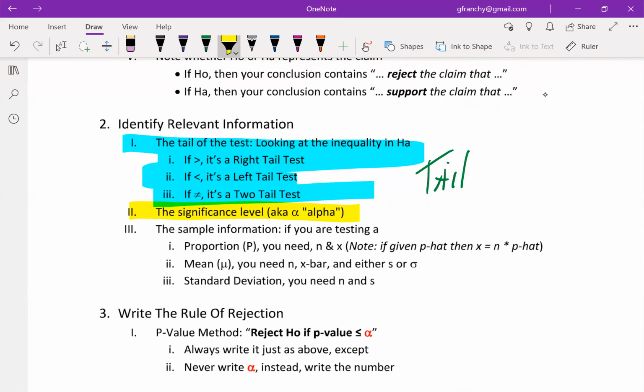Now we're going to talk about things in terms of alpha. It's known as the significance level or level of significance. And then the last thing we're going to be looking at is what sample information do we have? We're going to be testing about proportion, mean, standard deviation. These are the different items we're going to need. With the mean and standard deviation, we'll get to have some cases where we're working with raw data, which is going to be even easier because statistics will handle that for us. But all of this stuff is what we would need to go ahead and continue on with the process.